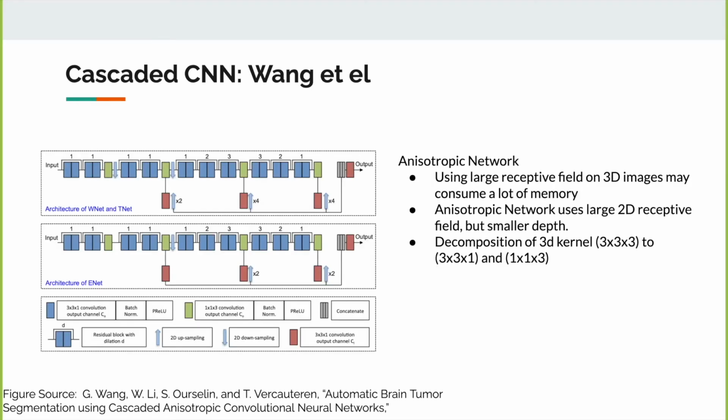The original paper used an anisotropic network to balance the trade-off between receptive field size and memory consumption. Using a large receptive field on 3D images would consume a lot of memory. Therefore, Wang proposed to use a large 2D receptive field, but with smaller depth. This is implemented by the decomposition of a 3D kernel into 2 kernels, one 2D and one along depth. The diagram on the left has the detailed architecture of the network.